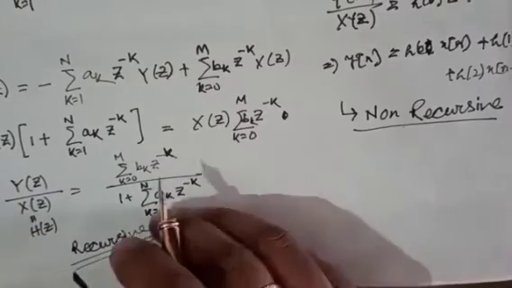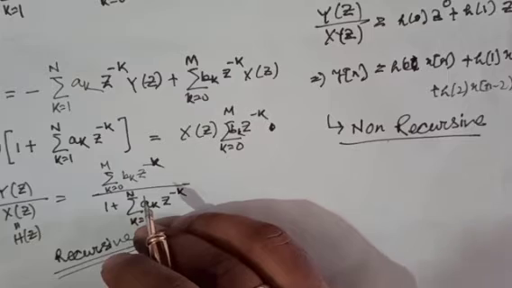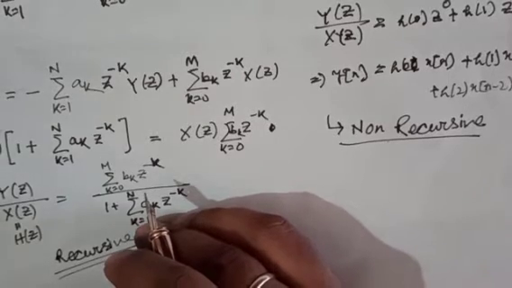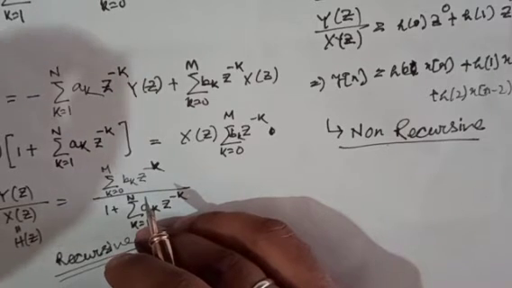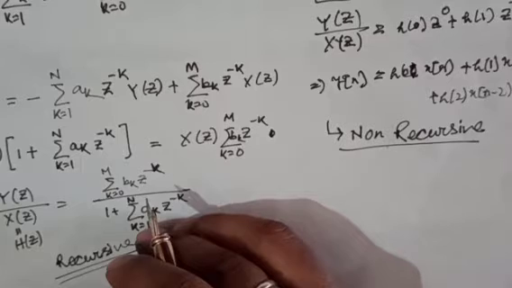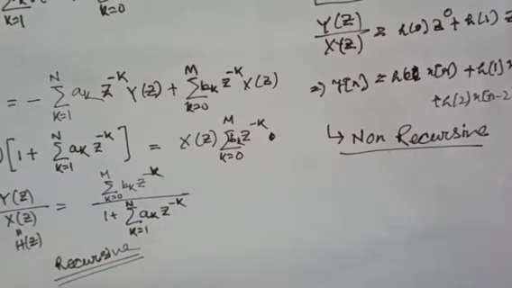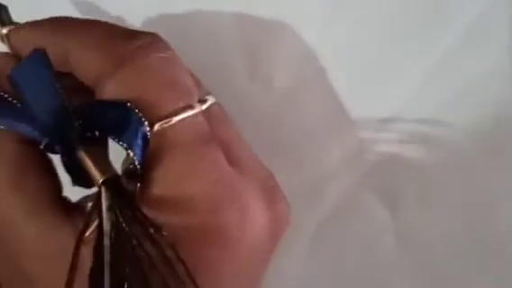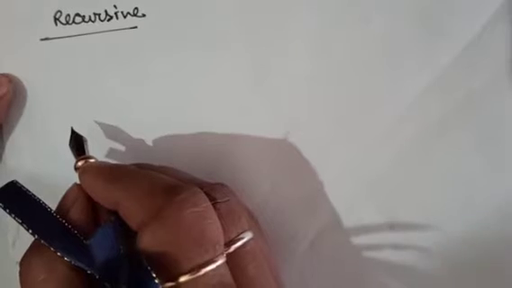Now let us look at, in a general form, what is recursive and non-recursive. And remember, FIR is by default non-recursive, IIR is by default recursive. But a recursive system can also be realized non-recursively, and a non-recursive system can also be realized recursively. Okay, let's see. So let us start with the recursive system.